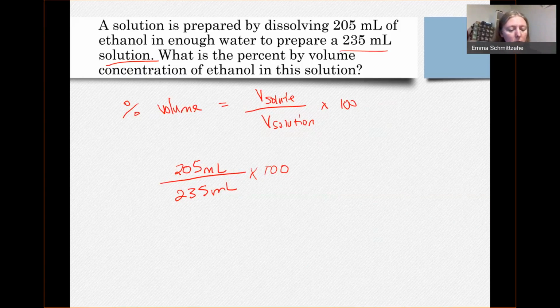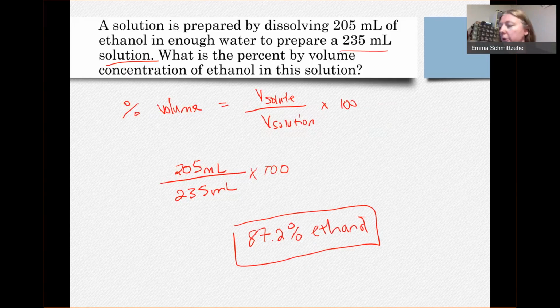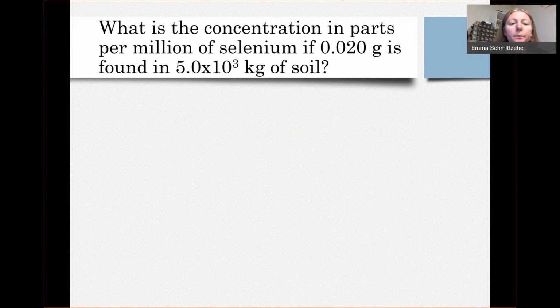So 205 divided by 235, and then multiply by 100. And so that gives me a percent of 87.2% by volume of ethanol. Okay. And so that's our answer there. Okay, let's do another one.